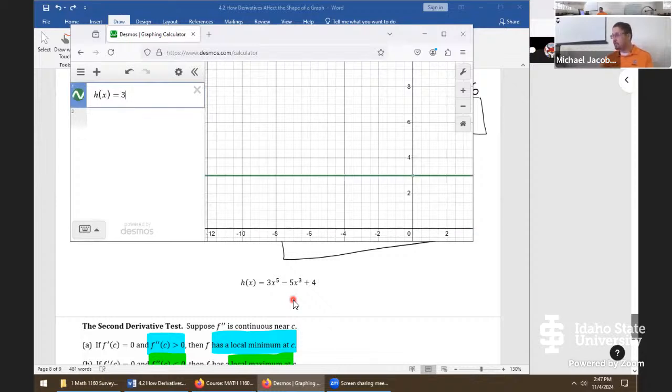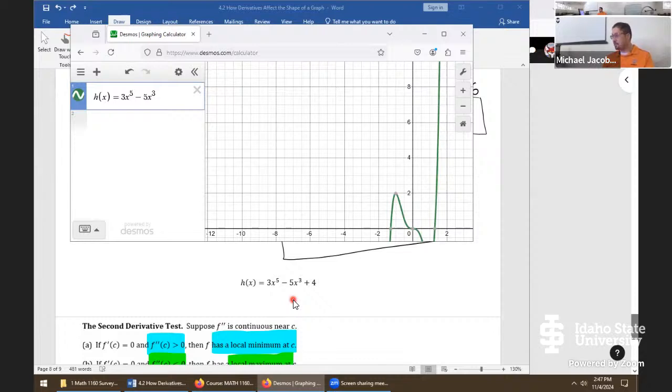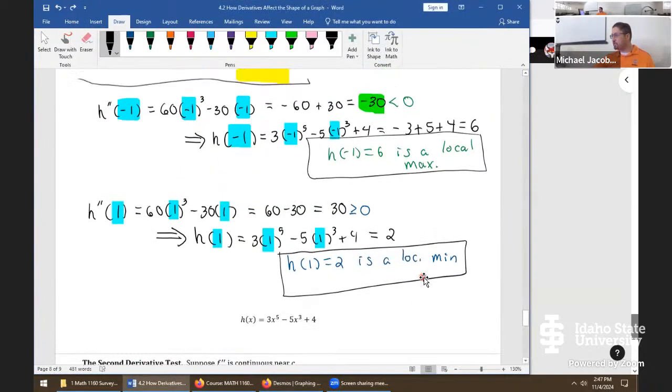h of x equals 3x to the power 5 minus 5x cubed plus 4. Took a moment to actually type in. Looks like we do have a local max. We have a local minimum. Let's see what our conclusion said.